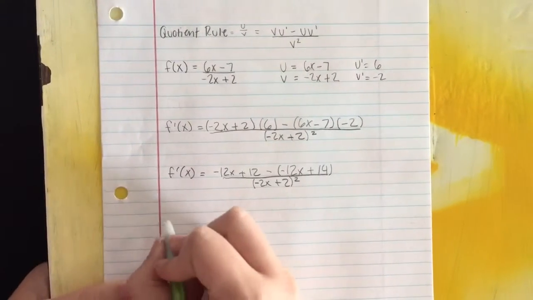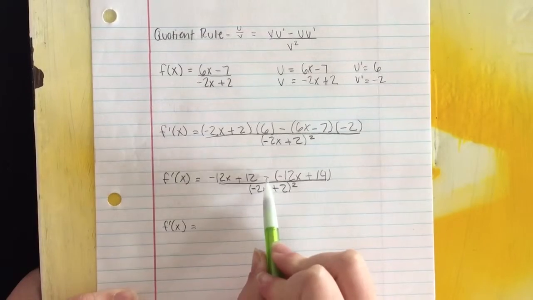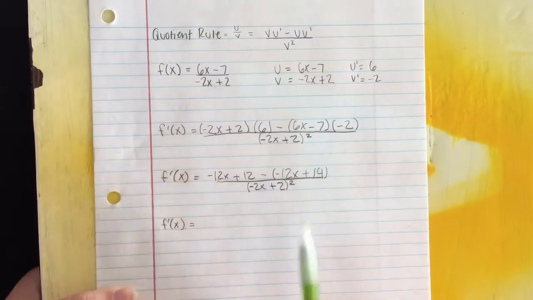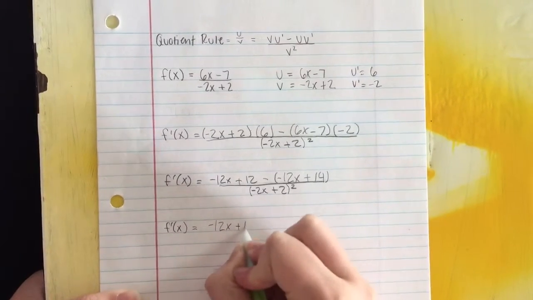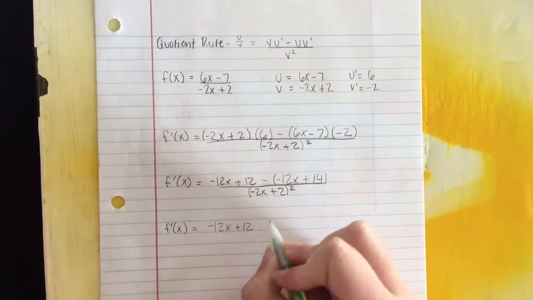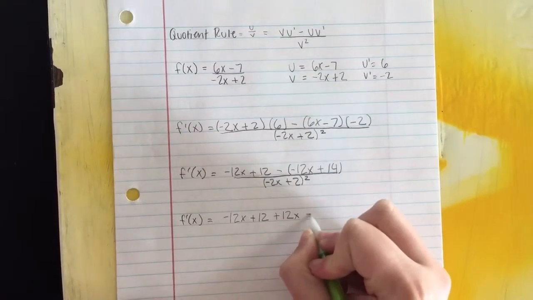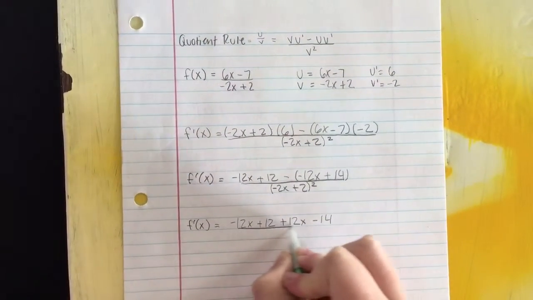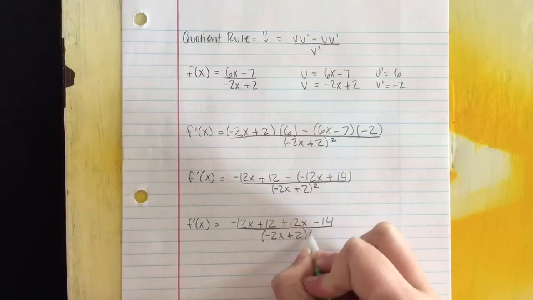The next part, we are going to continue simplifying the top. So this time we're going to distribute this negative sign throughout this expression. So we're still going to keep this negative 12x plus 12. Then we're going to distribute the negative sign, so this will make this a plus 12x and a minus 14, all over negative 2x plus 2 squared.